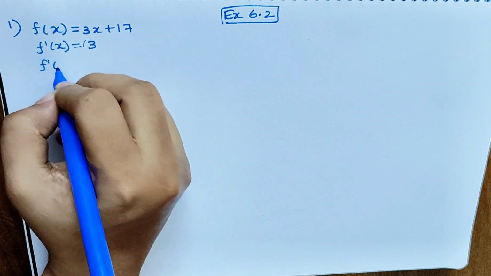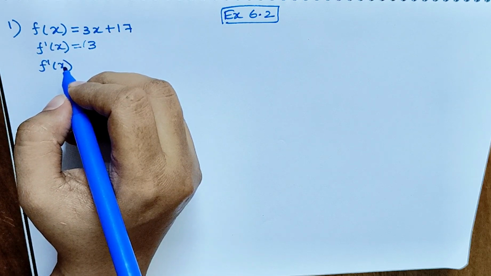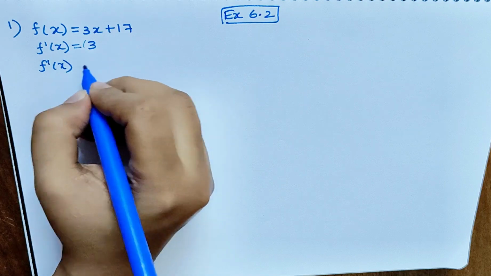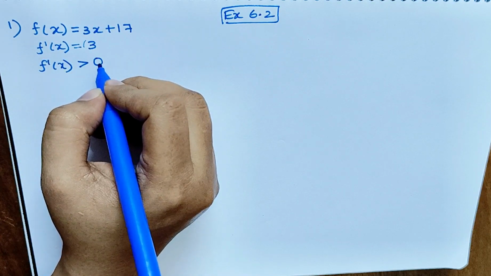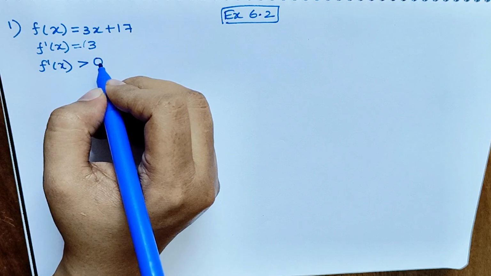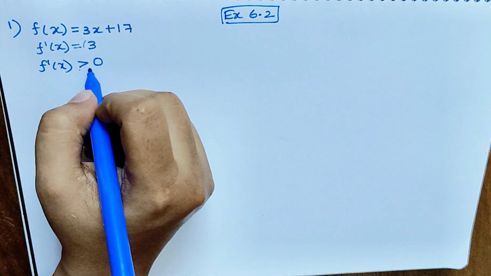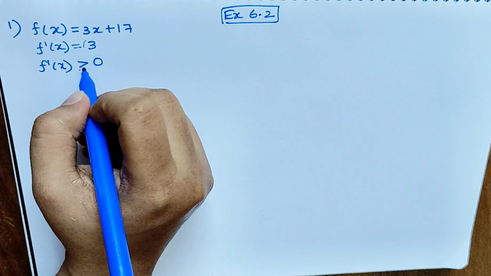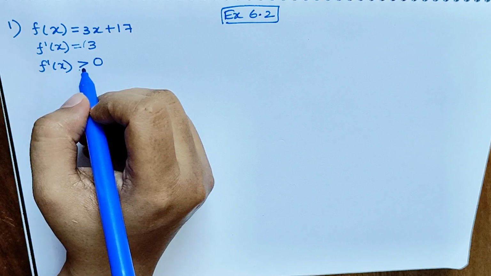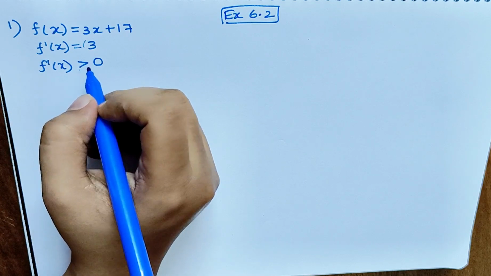So f dash of x, if there is no possibility of getting 0 in the derivative by substituting the x value, we write it as greater than 0. By substituting the x values, if you are getting 0 in the first derivative, then we'll write greater than or equal to 0. That alone you remember. If you are getting 0 as an answer in the derivative, then it is increasing. If there is no chance of getting 0 in the first derivative, then we say it is strictly increasing.